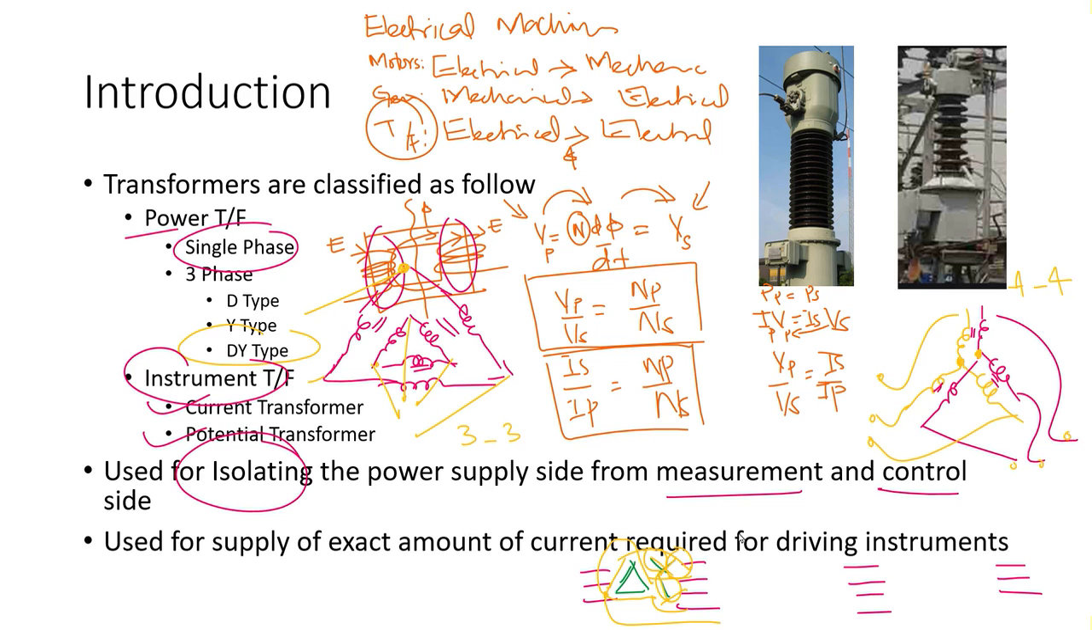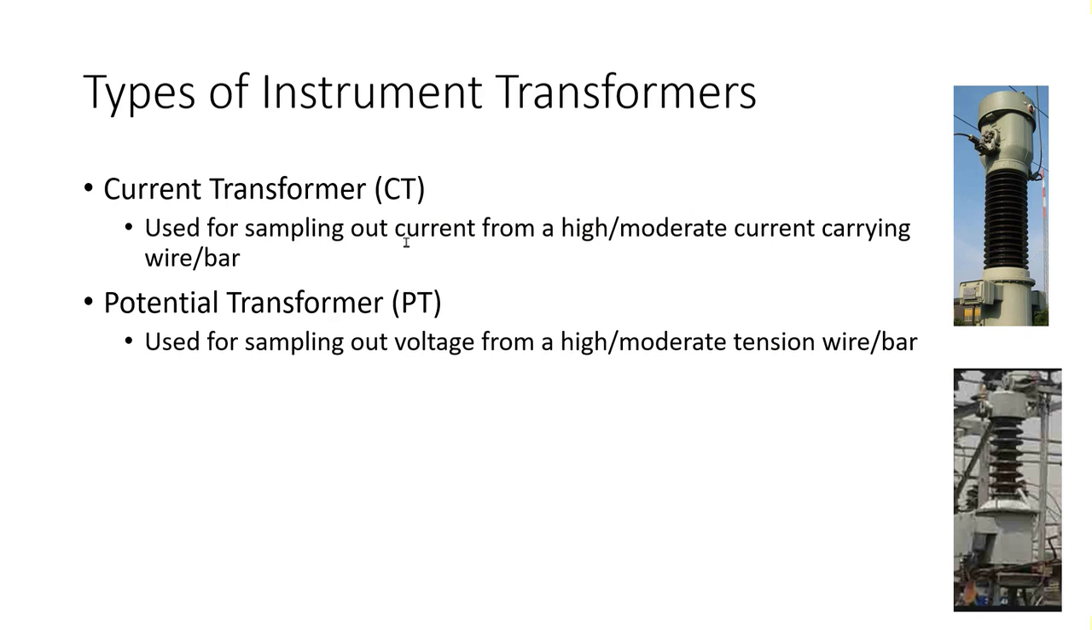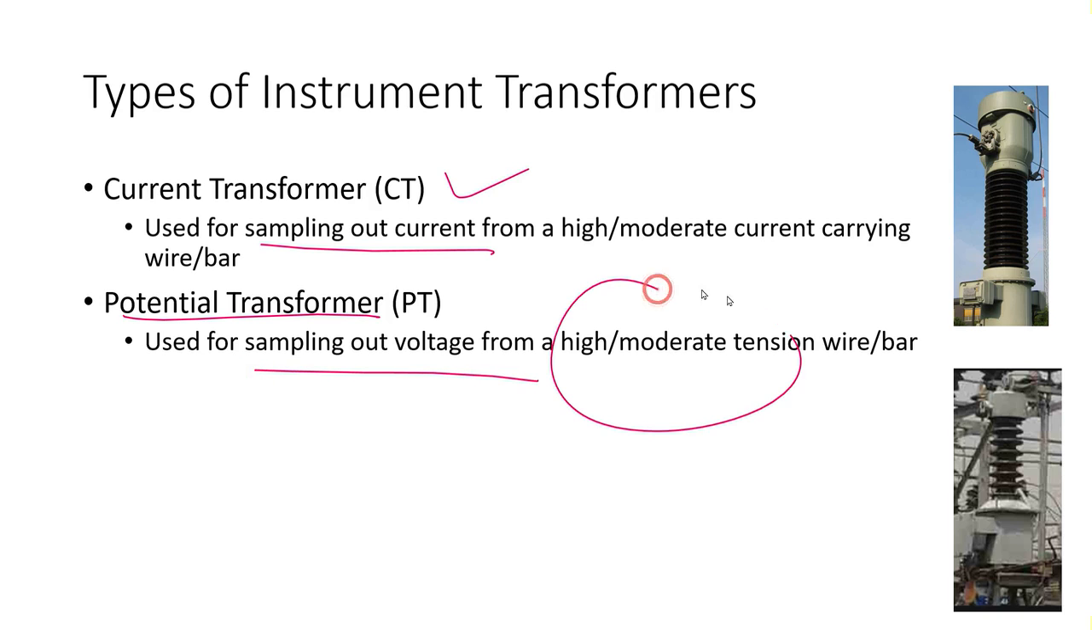So sometimes we are having high tension lines, and we want something to drive with it. So if we have, let's say, an 11 kV line and we want to drive a 5 volt device with it, what will we do? We will just use an instrument transformer to get this 5 volt from this line directly. Okay, let's move to the next slide. So there are two types of instrument transformer. One is the CT, which is used for sampling out current, and we are having PT, potential transformer, which is for sampling out voltage from high or moderate tension line, high or moderate current line respectively.